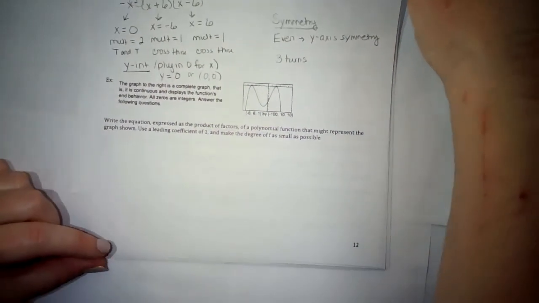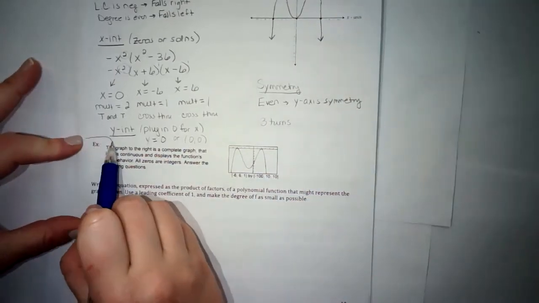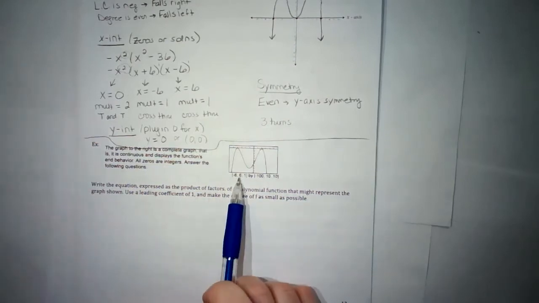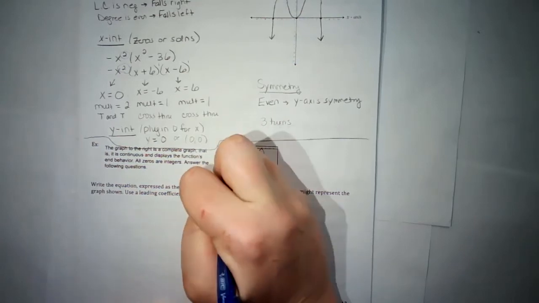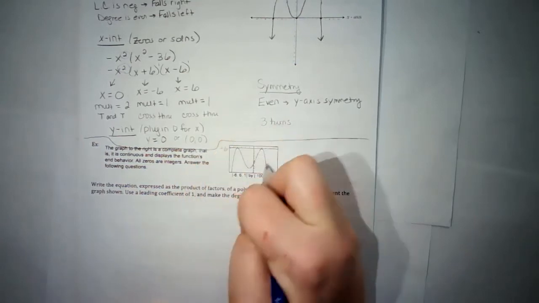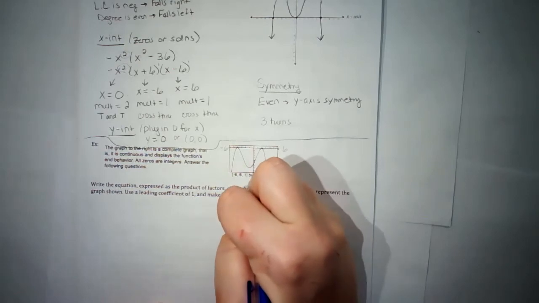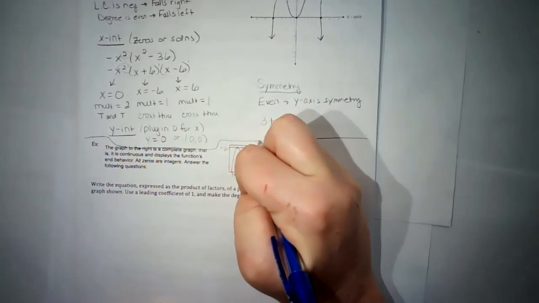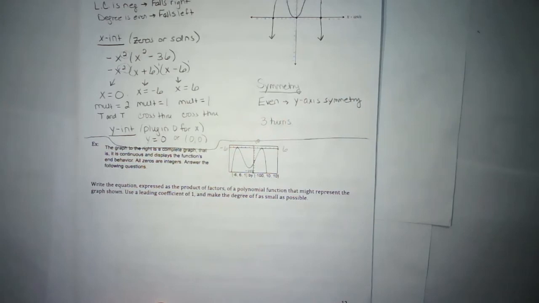So, okay, let's look at this one here then. This one has a little graph already drawn for us, and we have a window. So remember, this is the x minimum. This is the x maximum, and every tick mark is 1. This is the y minimum. This is the y maximum, and every tick mark is 10.